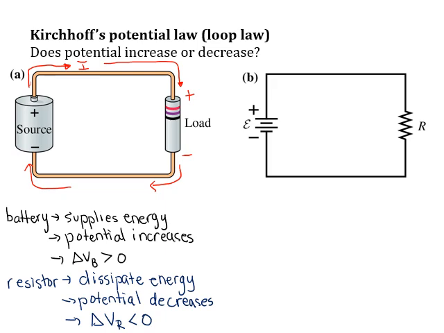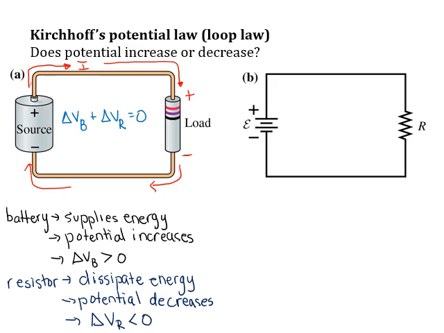So if we wanted to write Kirchhoff's laws for our circuit, we would say delta V of the battery plus delta V of the resistor equals 0. And this even shows us that one of those potential differences has to be negative because we add a positive number to a negative to get a 0. Let's look at this equation in terms of our circuit diagram.